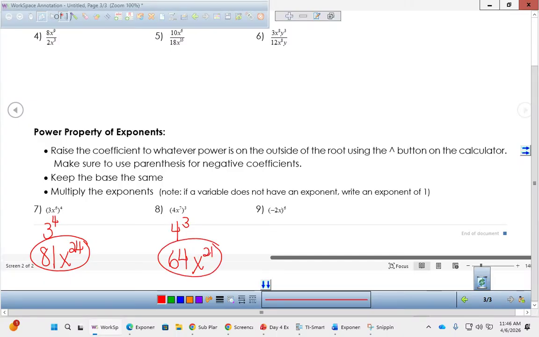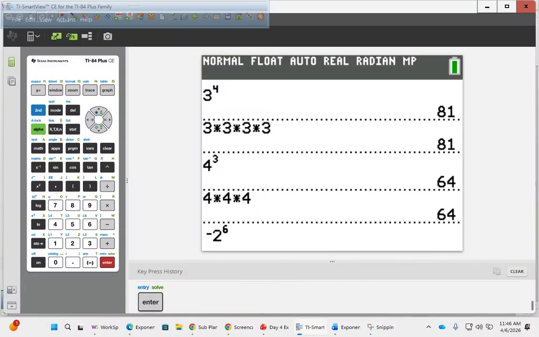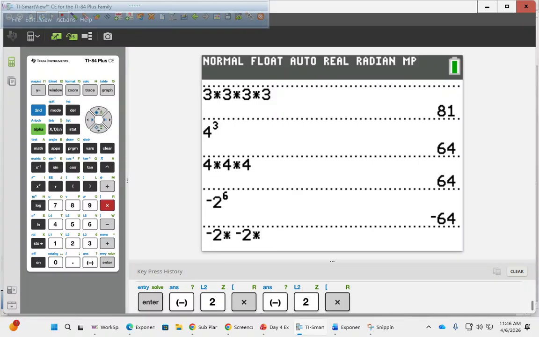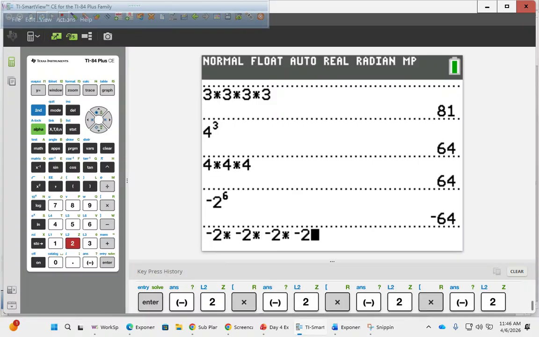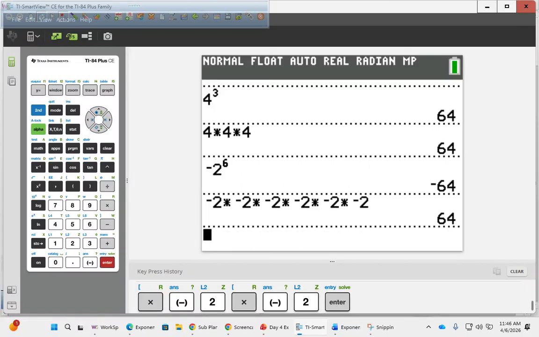For the last one, I'm going to take the coefficient and I'm going to raise it to the power. The only thing is if the coefficient is negative, you have to use parentheses. If you don't, you will get the answer incorrect. It comes up negative, but -2 to the 6th should be a positive number because a negative times a negative ultimately ends up as a positive. How many is that? 6. So you see it should be positive 64.